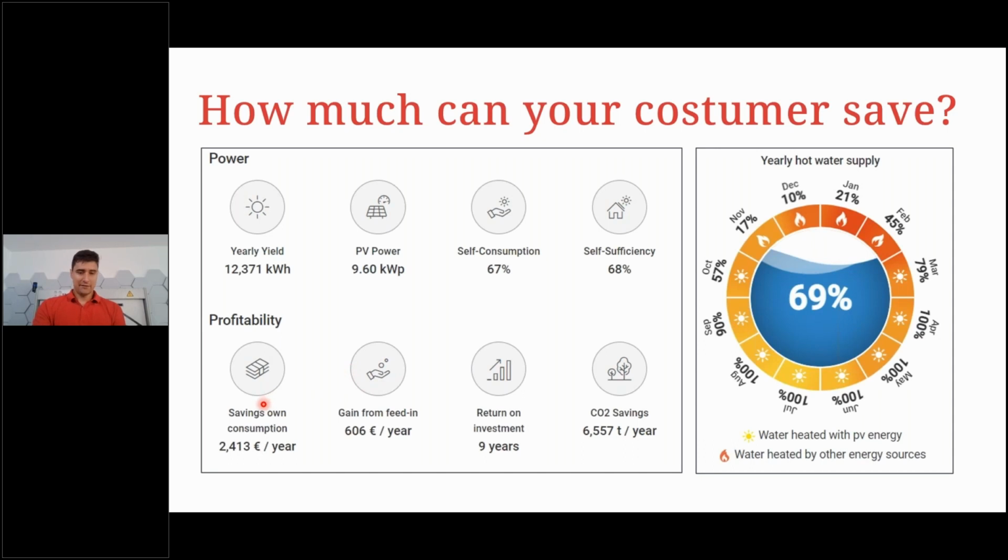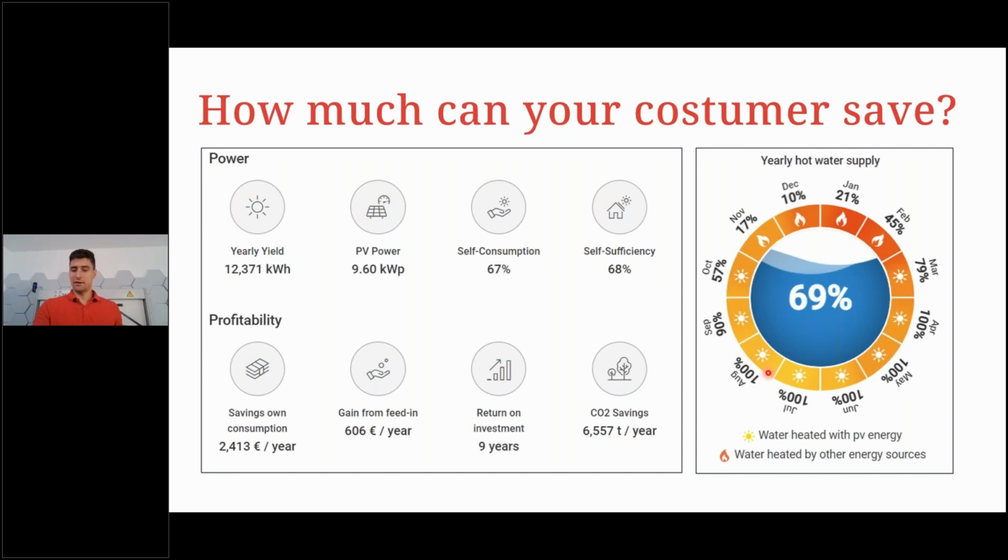This leads to savings by own consumption of 2,400 euros a year and gains from the feed-in tariff of 600 euros a year. So overall, we are speaking of 3,000 euros this family can save every year by using their PV system. And if we're calculating with total costs of the PV system of 30 to 40,000 euros, then this would give us an amortization period of 9 years, let's say around 10 years.